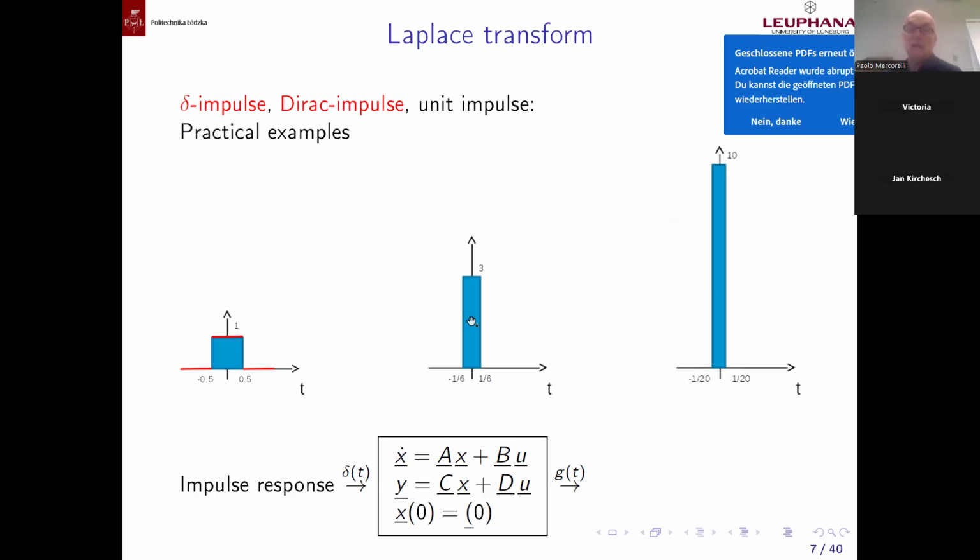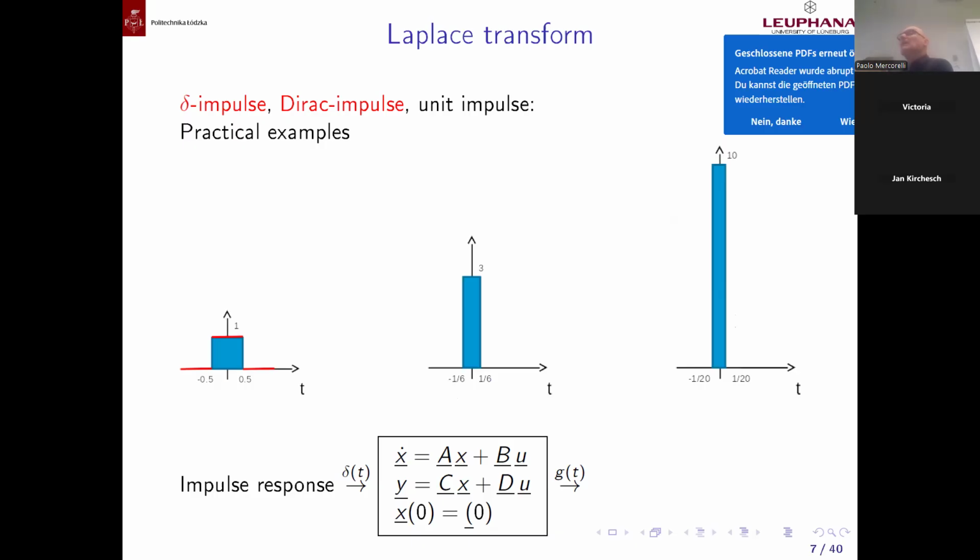Again, 1. Look here, the same concept. The amplitude of this signal is 10, and it takes 2 times 1 divided by 20. This means 1 divided by 10. This means 10 multiplied by 1 divided by 10, the integral is 1. So somehow they all have integral 1.